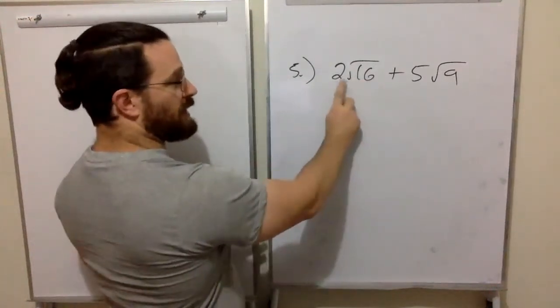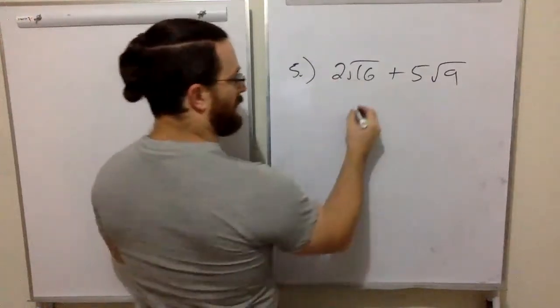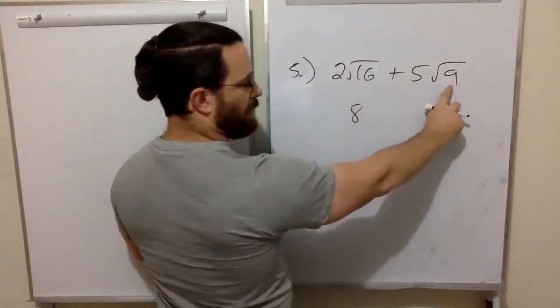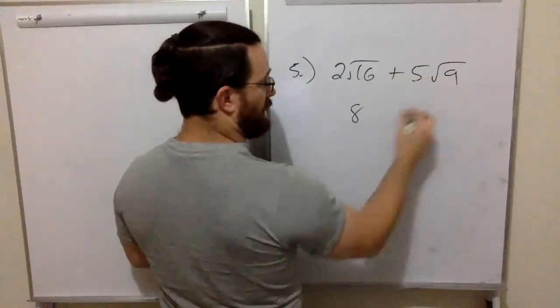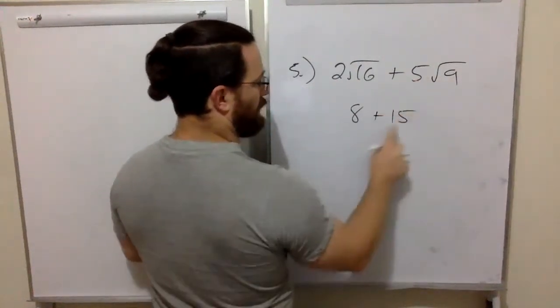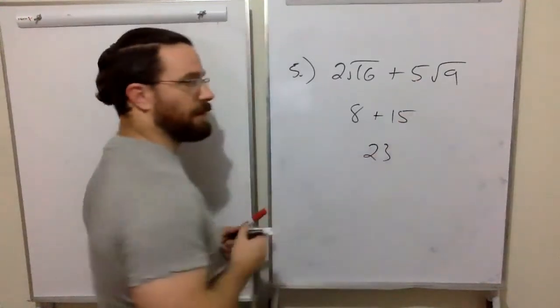So this is really just 2 times 4. That makes 8. Perfect square also. Square root of 9 is just 3. So this is 5 times 3. Add those together, I get 23.